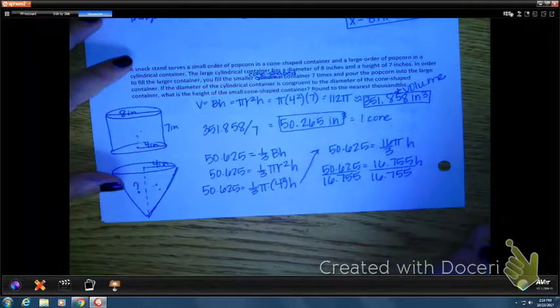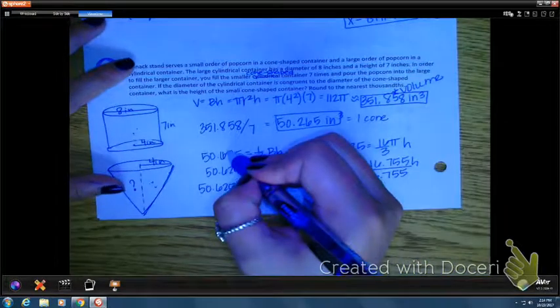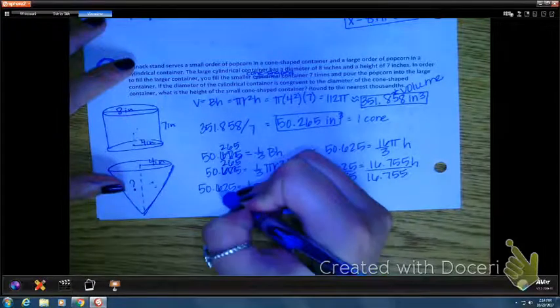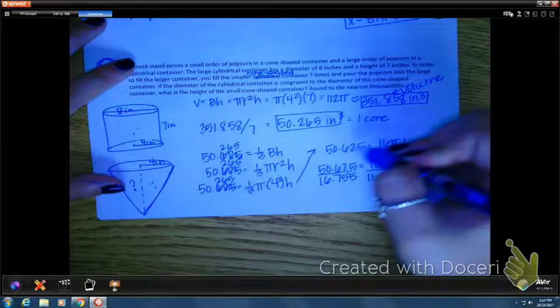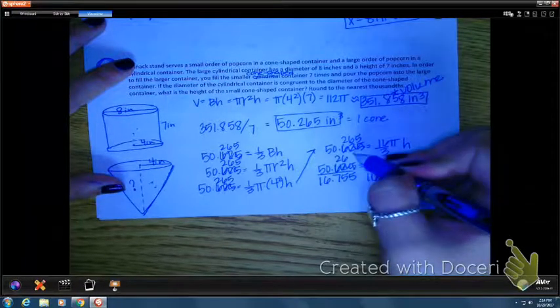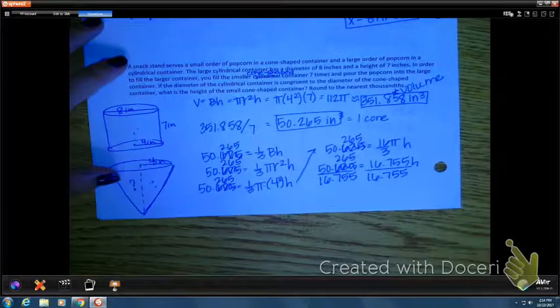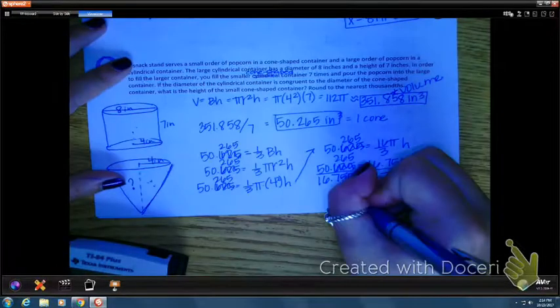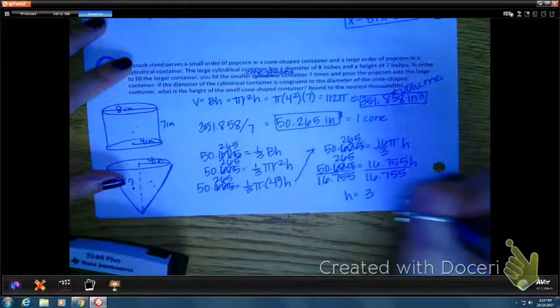Uh-oh. I made a mistake this whole time. Sorry, guys. All these should be 265. I was wondering why my math wasn't working out. Hopefully you caught that mistake before you did too much. But 50.265, divide that by 16.755, and your height is 3 inches.